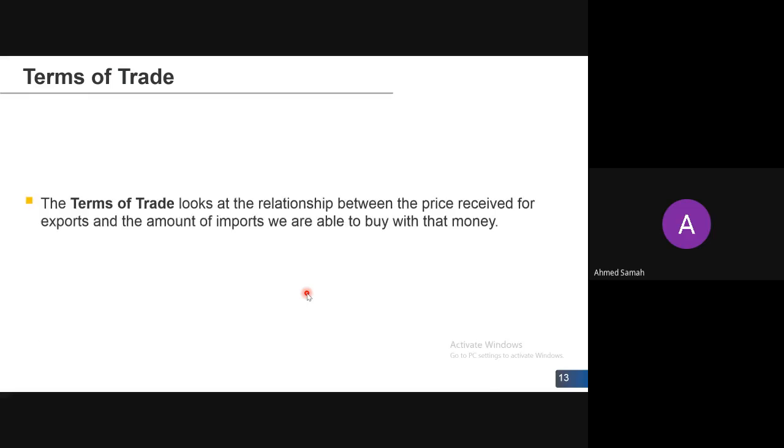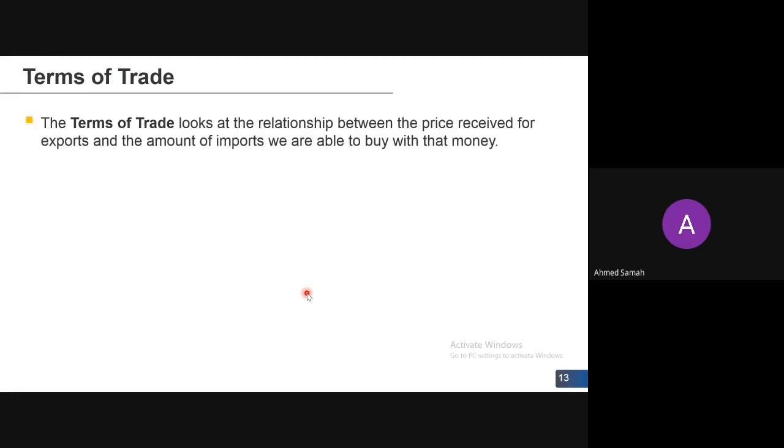So before moving on, let's look at terms of trade. It looks at the relationship between the price received for exports and the amount of imports we are able to buy with that money.